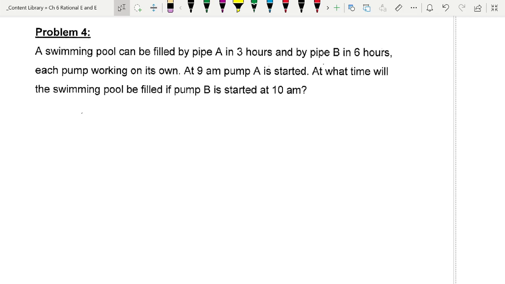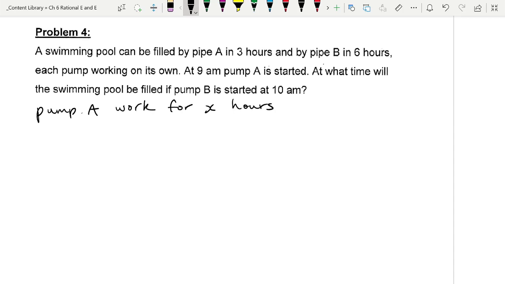So here's my let statement. Pump A will work for x hours. So that's what my x is going to be, pump A. That means pump B works for 1 hour less. How do you say 1 hour less than x? Yeah, you'd make that x minus 1. And there, that's my let statement. So that's how that's going to work.